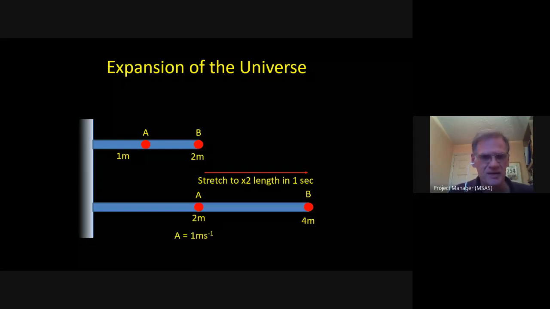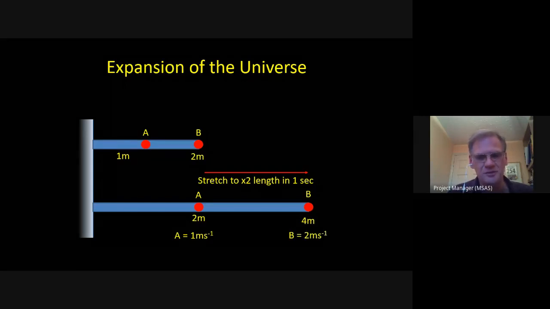If you do a simple bit of maths, you find that point A is moved at 1 meter per second, whereas point B is moved at 2 meters per second. So that just demonstrates that the further something is away, the faster it moves, even though the universe is all sort of stretching at the same rate, like blowing a balloon up. So that's how he demonstrated that the universe was expanding.